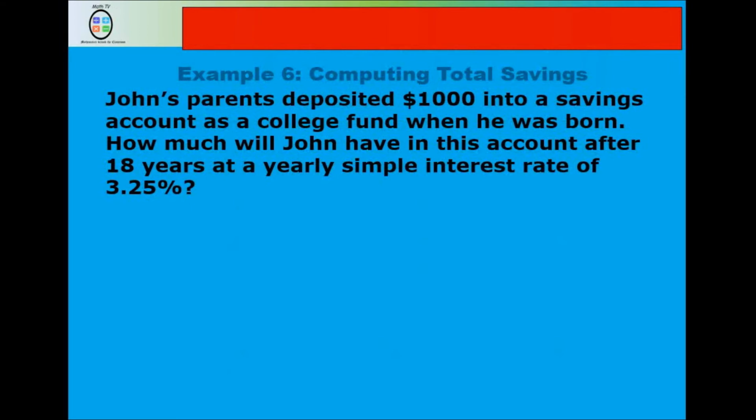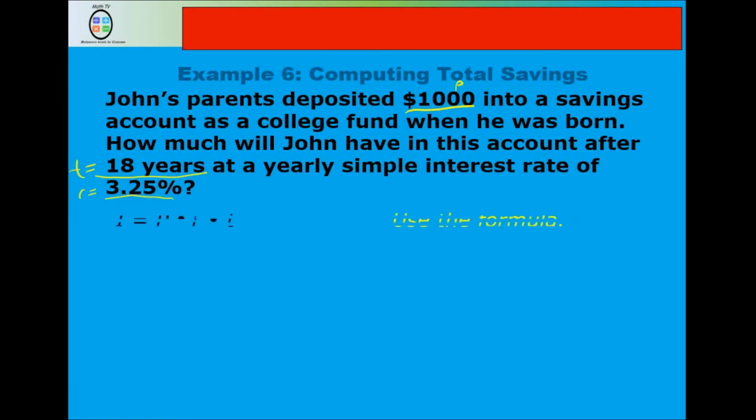Alright, first thing they told us was what? John's parents deposited. Deposited is what? Initial amount. So they gave you the principal. Cool. Next thing, what did they do? They gave us the time that they're going to be invested for, 18 years. And they gave us the interest rate, 3.25.